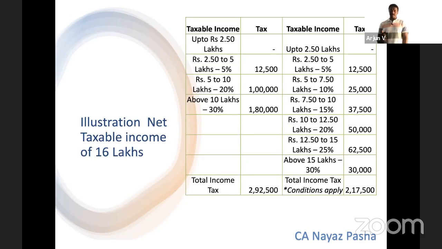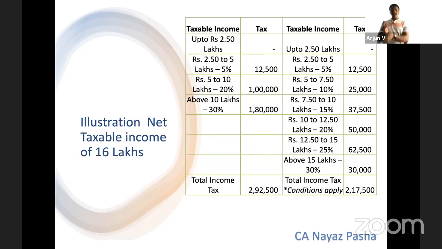And anything above 10 lakhs. Now you look back here again, I'm talking about the income of 16 lakh rupees, so the amount above 10 lakh is taxed at 30%. So you apply 30% on that, which is 1,80,000. You sum up all this. This is the income tax payable, excluding the cess, of 2,92,500.